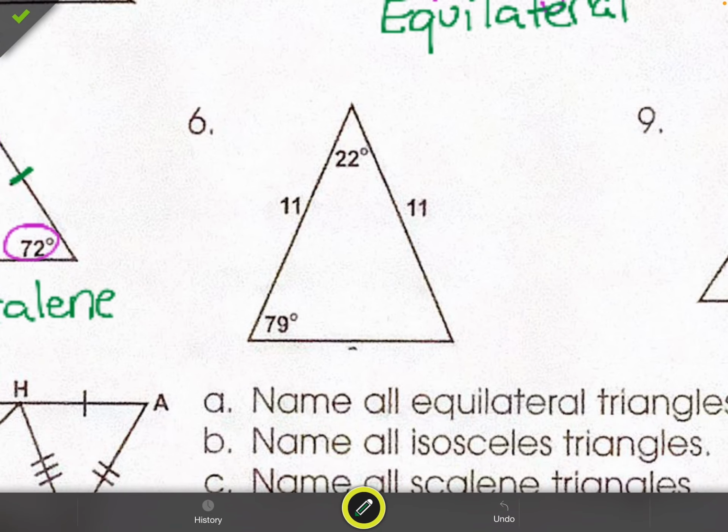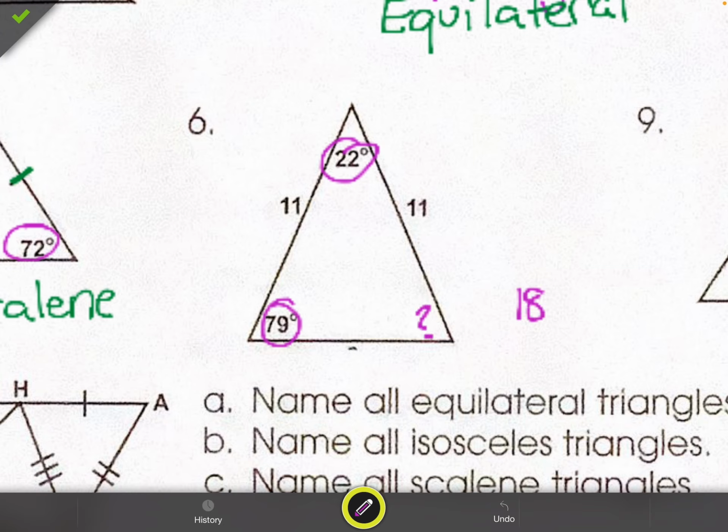All right, let's look at number 6. We're going to do 6 together because the problem is right here, we don't have a number. So if I look, I got 22. Oh, let me change that to pink because we've been using pink for the angles. I got 22 at the top. I got 79 down here. So those are both acute.